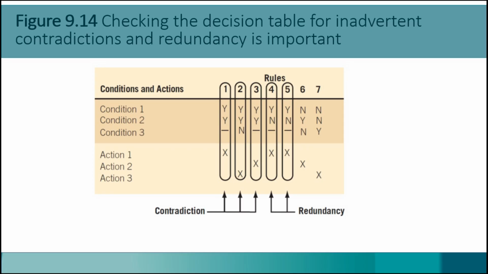Figure 9.14: Checking the decision table for inadvertent contradictions and redundancy is important. Decision trees are used when complex branching occurs in a structured decision process. Trees are also useful when it is essential to keep a string of decisions in a particular sequence.